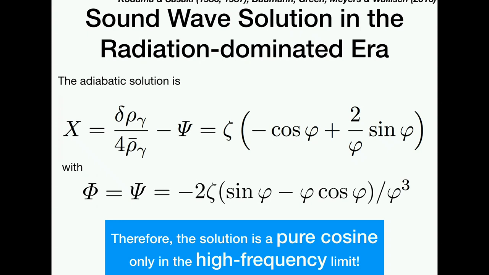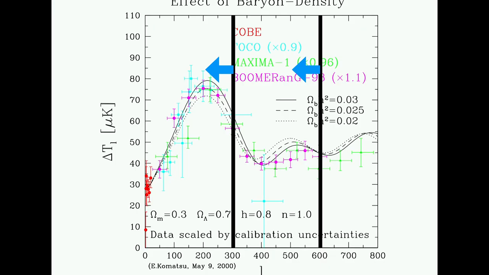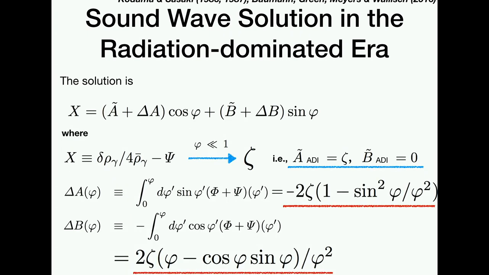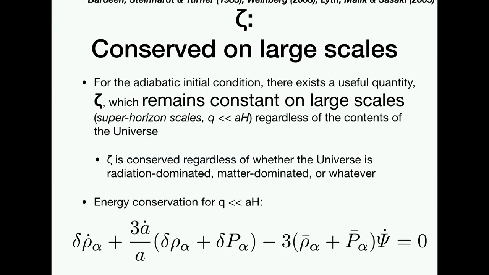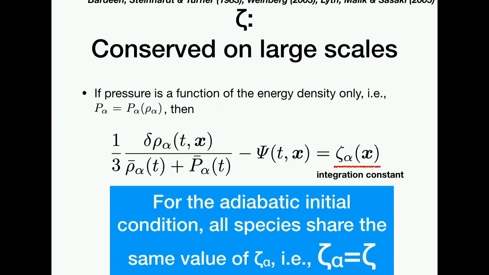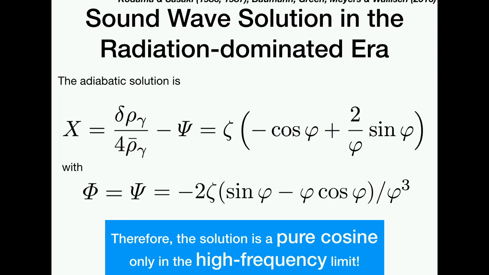If phi is about unity, that's the scale comparable to sound horizon. Then you have a mixture between cosine and sine. That's why you get a shift in the peak position from the naive cosine term, and you go to the left. And you can trace this basically to the time dependence of the gravitational potential. Because during the radiation era, the gravitational potential is not constant inside the horizon, and this is responsible for this mixture of cosine and sine. Okay?